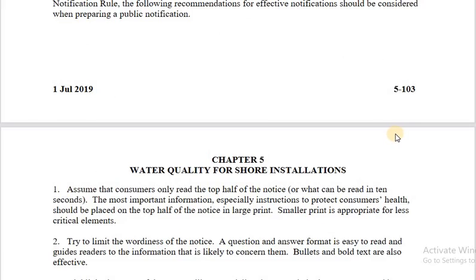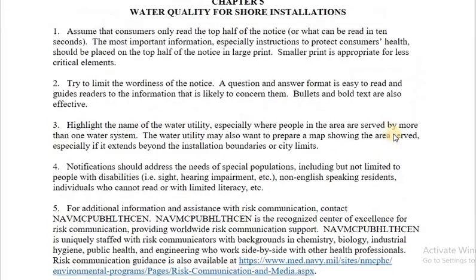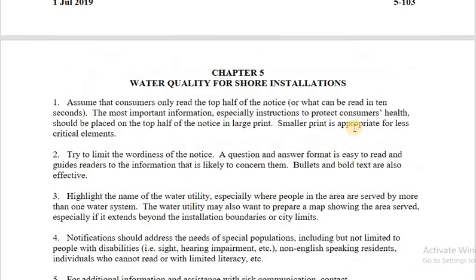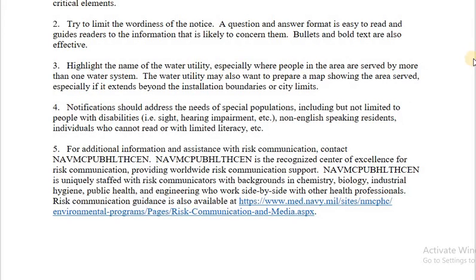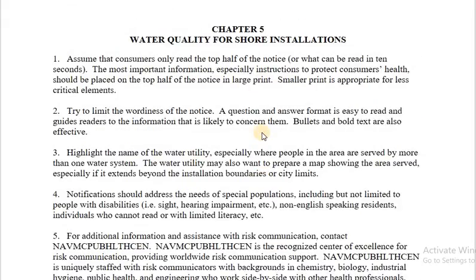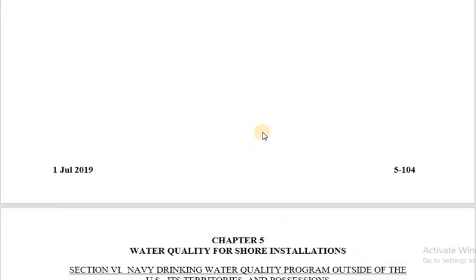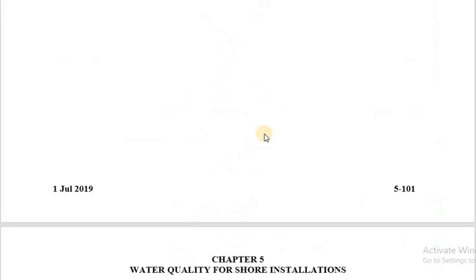The chapter ends on giving you a guideline on how to actually set up a warning, which a lot of stuff kind of makes sense. So assume that the person's only going to read the top half of the notice, or what can be read in 10 seconds. So it talks about using bullet points, bold text, highlighting the name of the water utility, needs of the special population, and just kind of making a big sign that someone can only read for about 10 seconds. And that's really it for chapter 5.